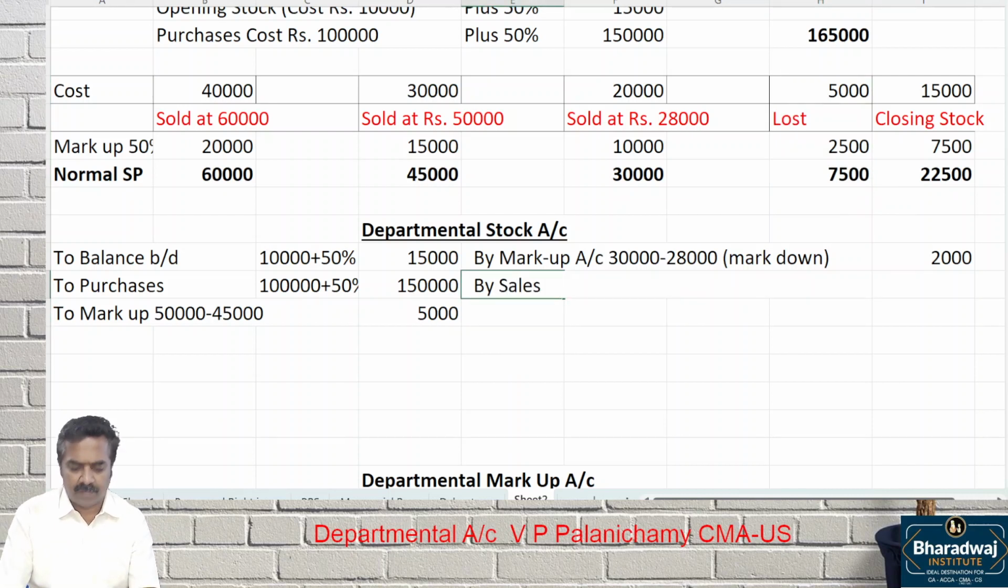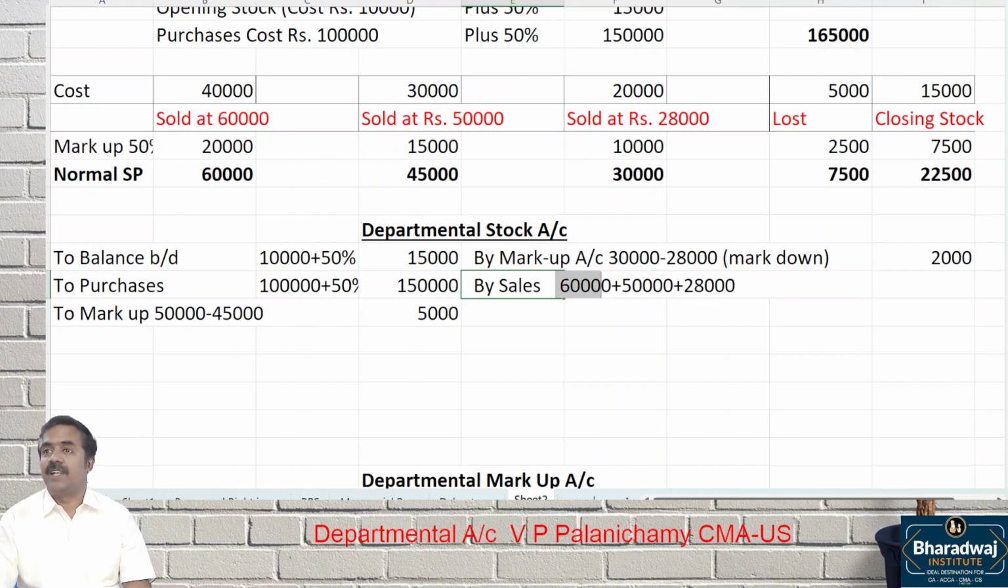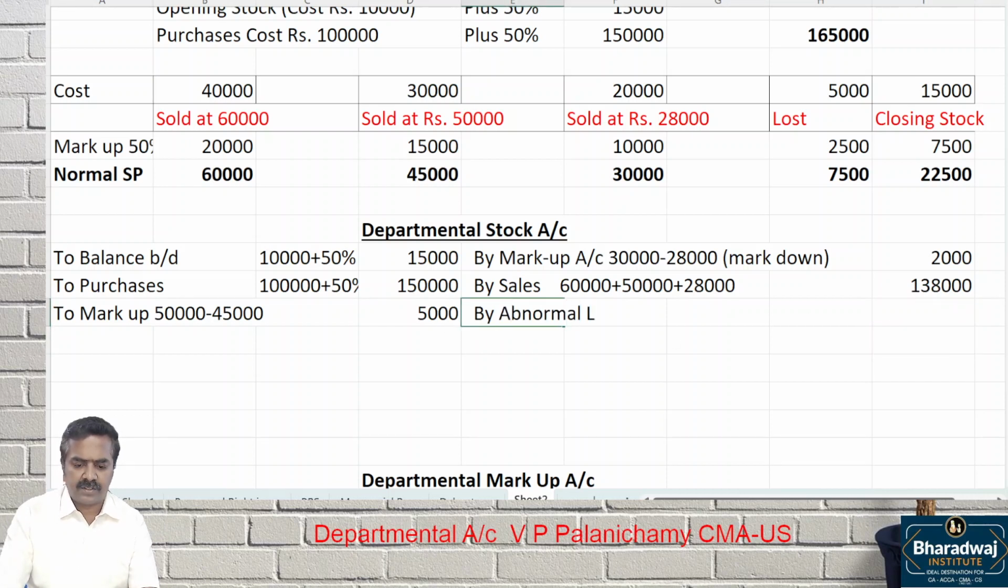By sales is nothing but 60,000 plus 30,000 plus, 60,000 plus, what is the actual sales? 50,000 plus 28,000. 60,000 is not normal selling price, no markup or markdown. For this 50,000 already we marked up how much? That 5,000 already we marked up. For this 28,000 already we marked down 2,000. So what is the sales? 1,38,000.